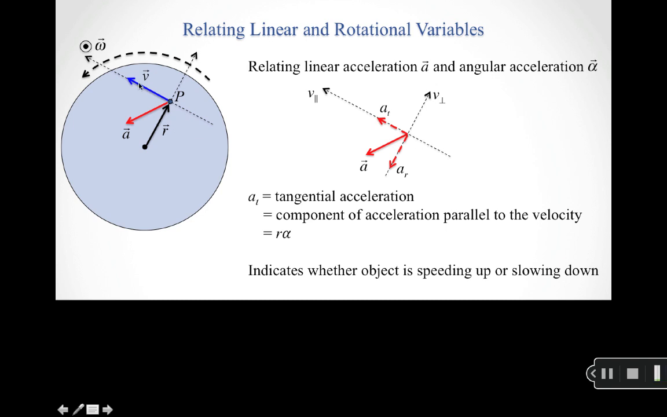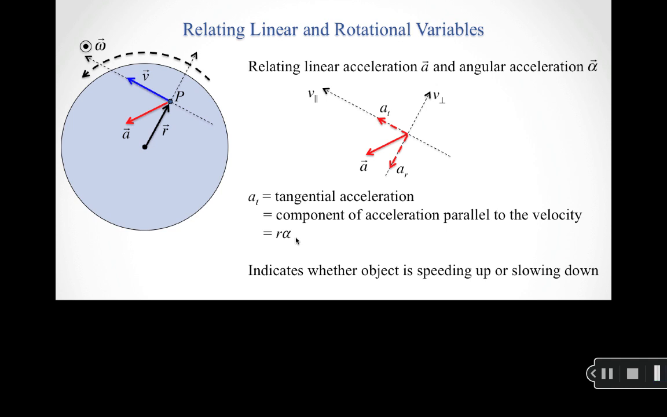So my tangential acceleration, in this case, my velocity is pointing in the direction sort of up and to the left here. My tangential acceleration is either going to point along this line up and to the left or back in the other direction down and to the right. But the tangential acceleration is going to lie along the same line as the velocity vector. The magnitude of that tangential acceleration component is going to be given by r times alpha.